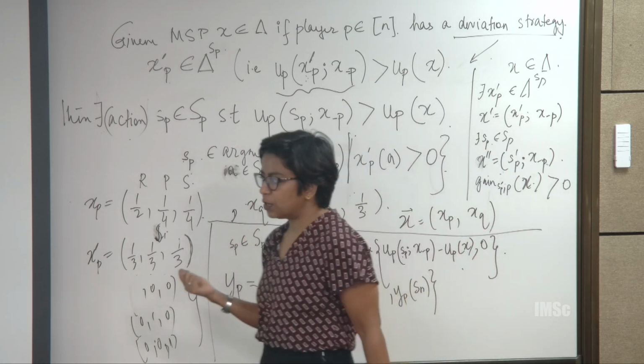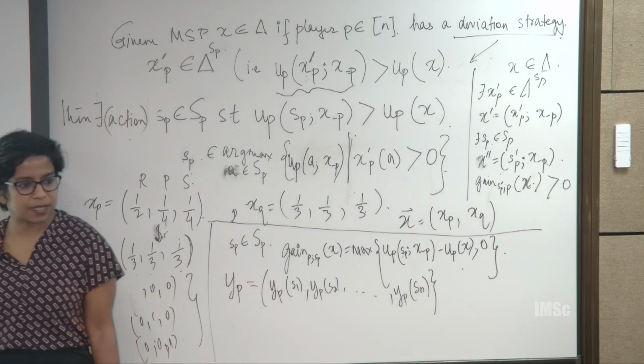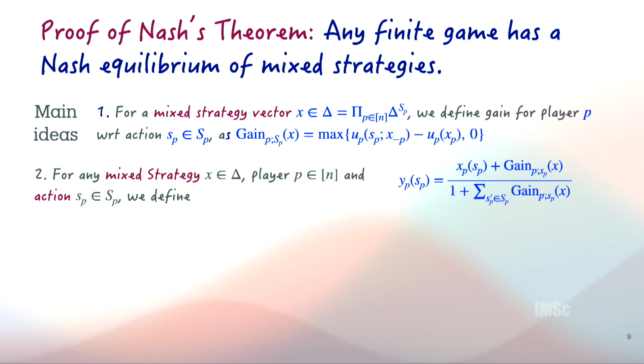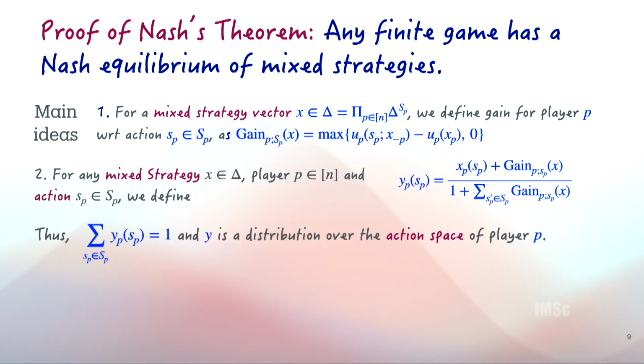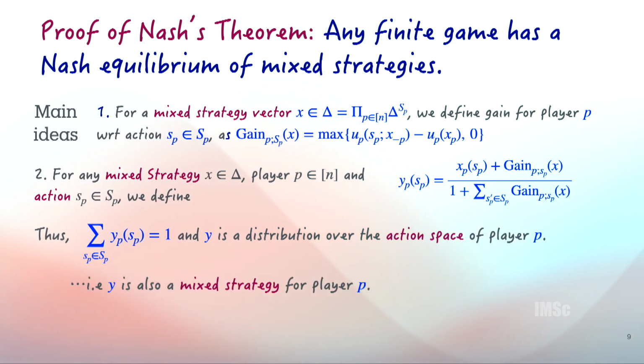Now when I do that addition, you see the denominator for each of these terms is the same, and the summation of the gain terms gets added to the xp sp terms. Because xp itself is a distribution, the summation of xp sp would be 1 and the other quantity summation will be exactly the normalizer. So, yp is actually a valid distribution, and therefore, it is also a mixed strategy for player P. Now, I am going to claim, and of course, we do this for each player P.